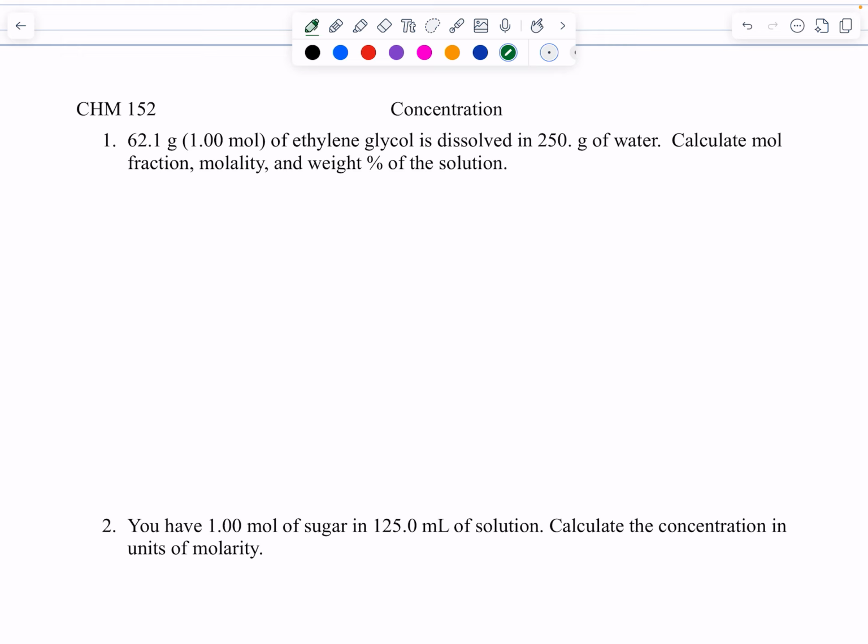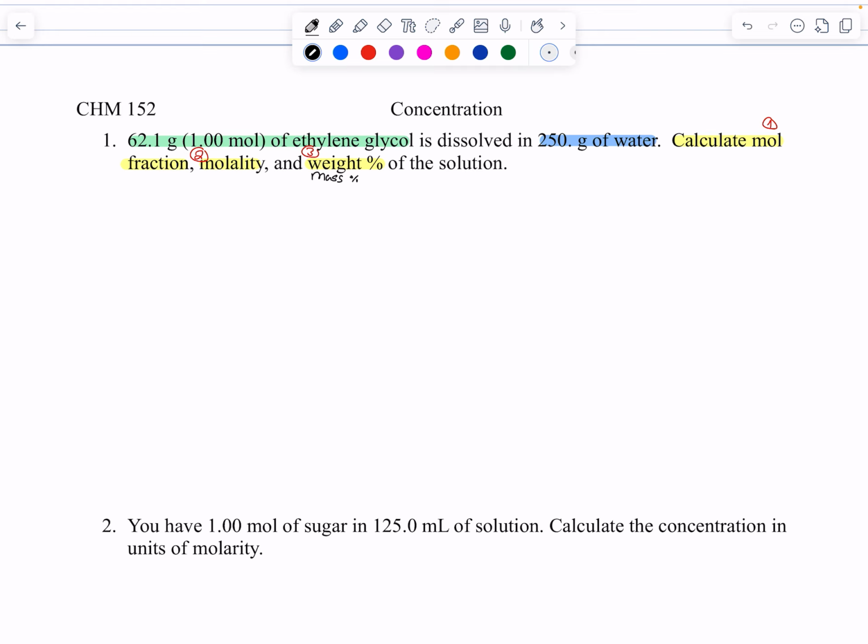All right. So we're going to start with number one here, 62.1 grams of ethylene glycol. And it's dissolved in 250 grams of water. We need to calculate the mole fraction, molality, and weight percent, or mass percent if you wanted, of the solution. So we have three questions really, right? 1, mole fraction, 2, molality, and 3, mass percent.